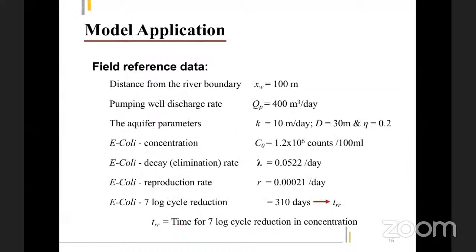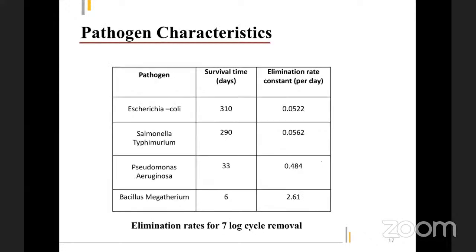To test the developed model, data was used from the bank filtration site located in New Zealand. The analysis was performed for both steady and unsteady flow conditions. In this chart, the elimination rate constant and the time to reduce the pathogen concentration by 7 log cycles in groundwater is shown here. And about choosing E. coli pathogen, its survival time is the highest, that is 310 days, in comparison with the other concerned pathogens. The time required for a pathogen to reduce by 7 log cycles is termed here as survival time. Therefore, this study specifically used E. coli, which has the maximum survival time during the water passage in bank filtration.